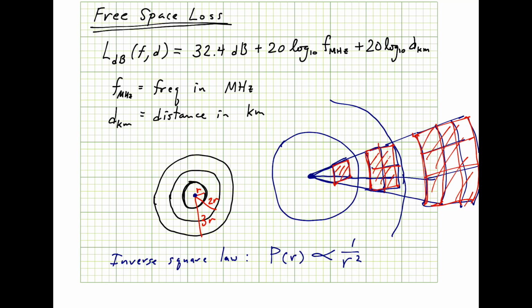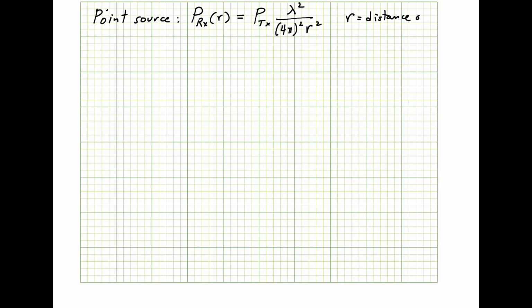Okay. In any case, it's an inverse square law, and in fact, with a point source, we can write that the power at the receiver at a distance r from a point source transmitter is equal to the transmit power times lambda squared, where lambda is the wavelength, divided by 4 pi quantity squared r squared. So this is the inverse square law. R is equal to the distance of the receiver from the point source. Okay? And this represents the inverse square law.